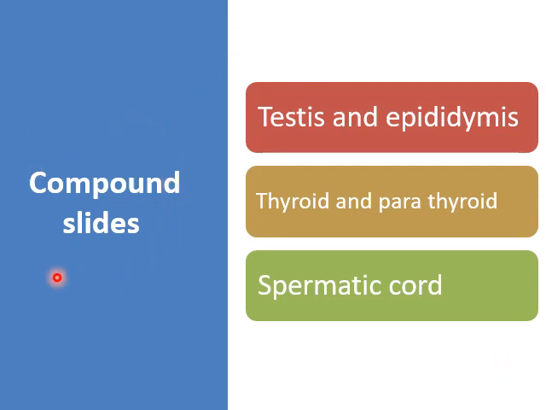Just here, we are summarizing the compound structure that you saw. Testis and epididymis, thyroid and parathyroid, and the spermatic cord.